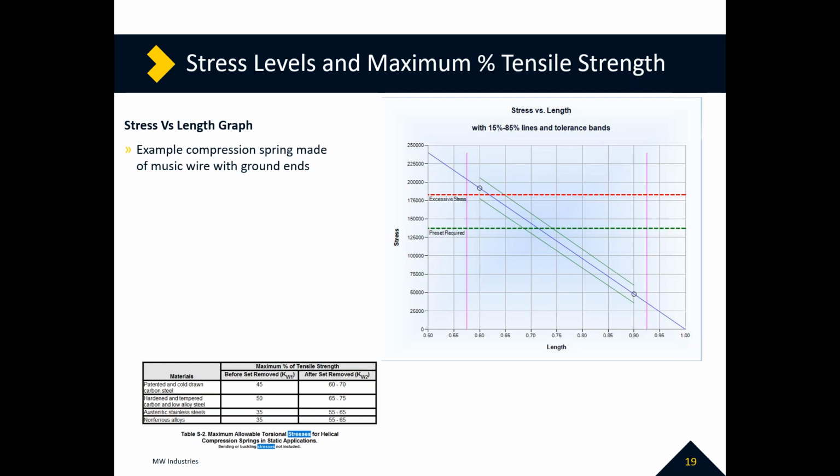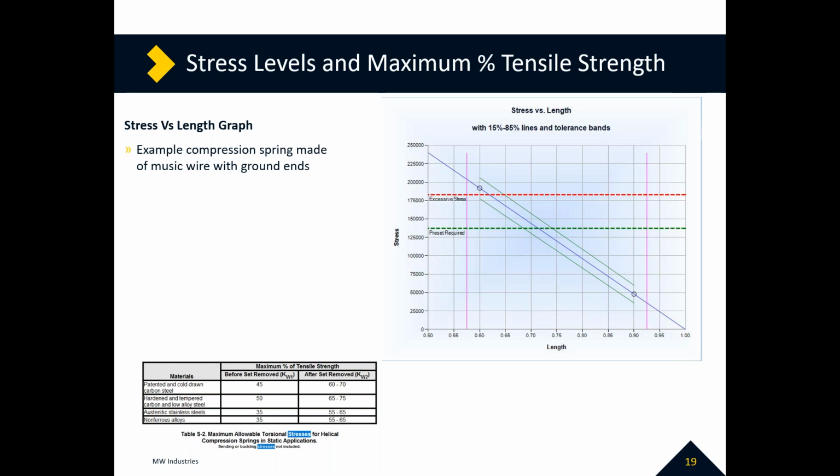Here's an example of a compression spring made of music wire with ground ends. It's a typical valve application. And what I'd like to highlight here is what stress levels are, and what is something you might see, maximum tensile strength, or MTS, percent of MTS.